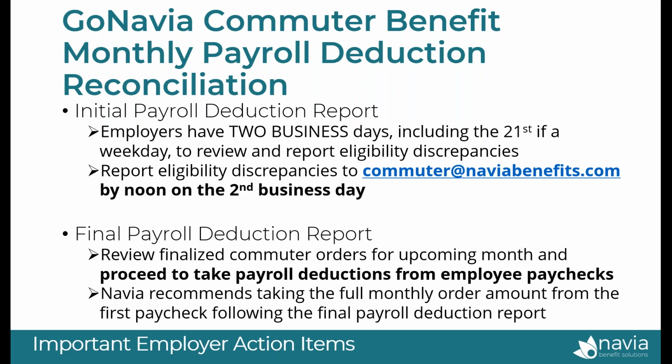The second report that you will receive is the final payroll deduction report, and that is generated and available on the portal on the 3rd business day after the 20th of the month. This report will serve as your record of all finalized employee orders for the upcoming month, for which payroll deductions should be taken from employee paychecks. Navia does recommend taking the full monthly order from the first paycheck following the final deduction report to reduce your employer liability.